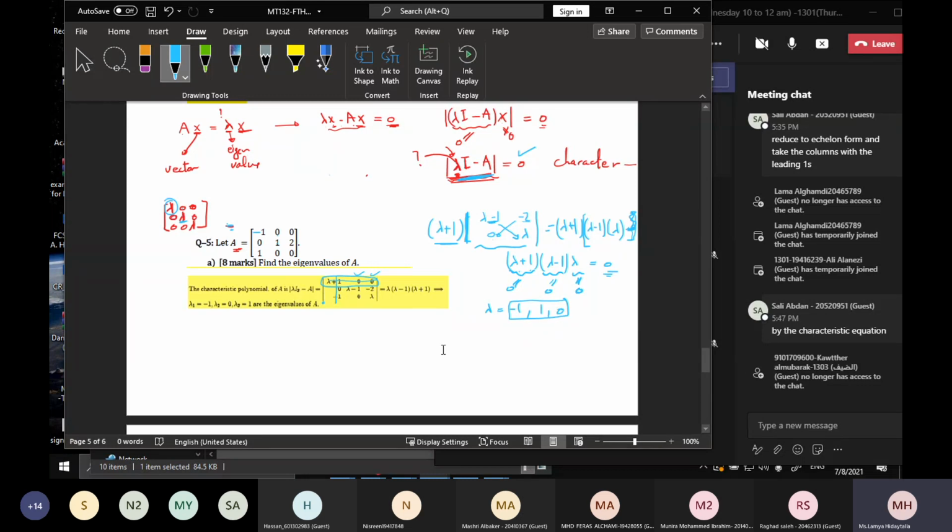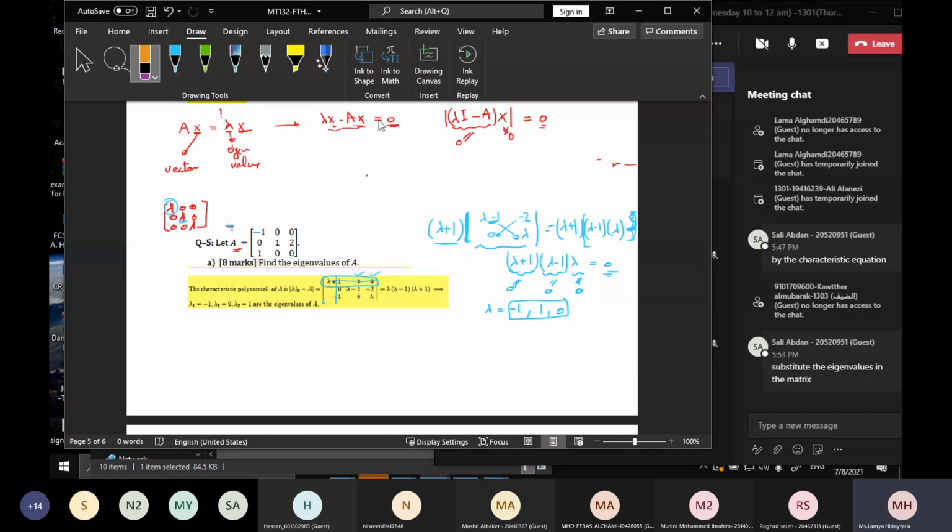Now, how can I get the eigenvectors? He asked me here to find the eigenvalues. If you need the eigenvectors, how can you get them? I tell you. I don't need the characteristic equation. Actually, this I get from where? I get it from this one. This was a matrix, correct? So this matrix is equal to 0. So I don't need the determinant.